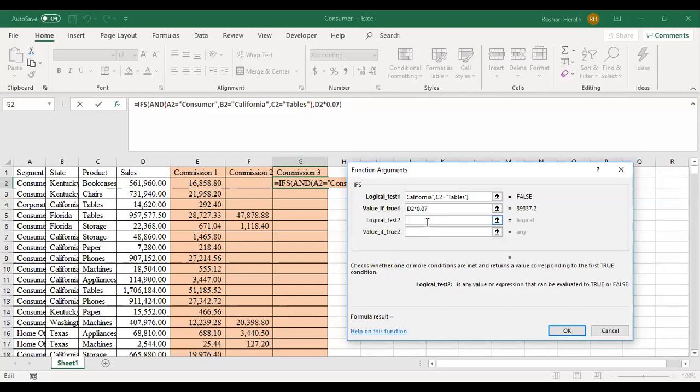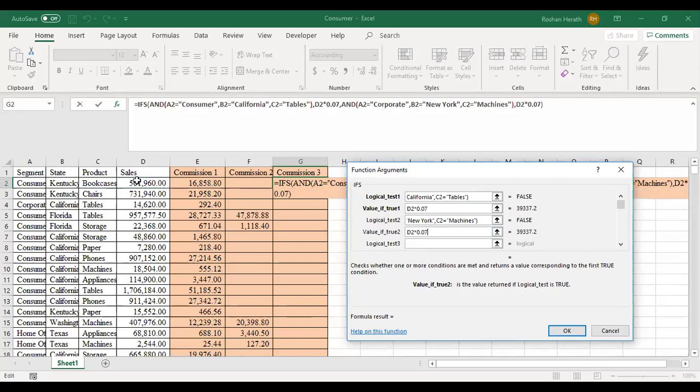Then the second logical test, again we are taking the AND and opening it. We are checking whether this is corporate. Then take the comma, state, whether it is New York. And the third one is about the product. It has to be machines. Having checked that, close the brackets. And finally, if true, multiply this by 0.07.